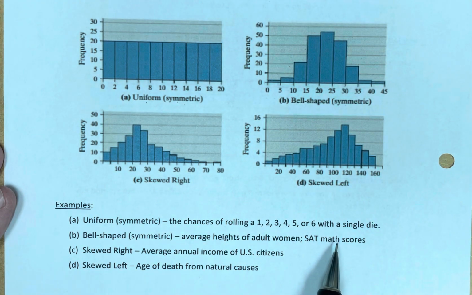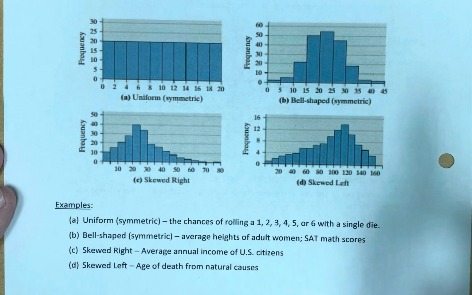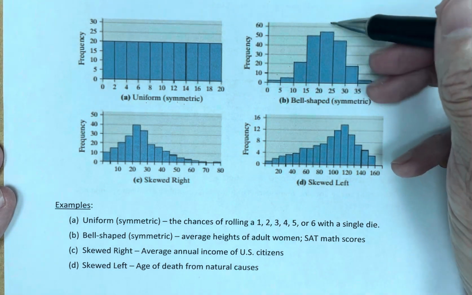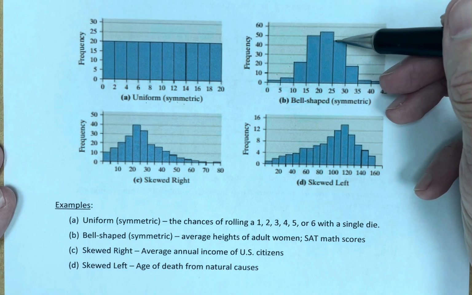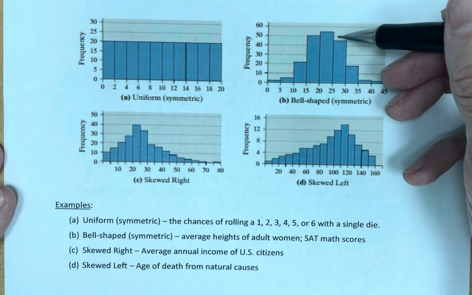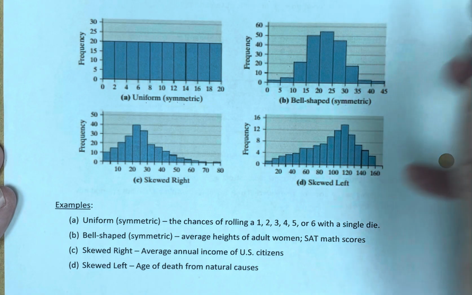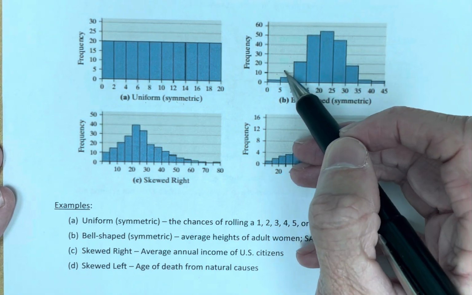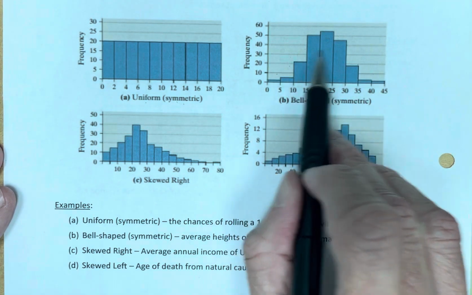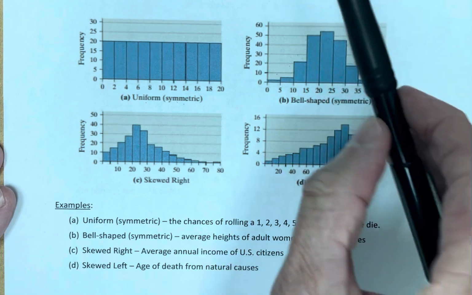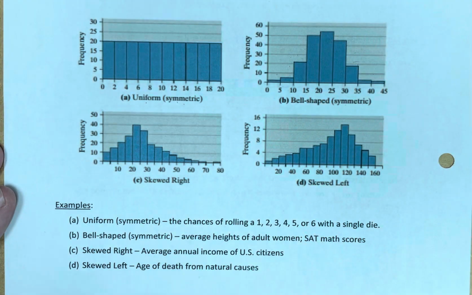Another thing you may be familiar with is SAT scores. Most people are in the middle, and then as you go to higher scores, you get fewer and fewer students, and as you go to lower scores, you get fewer and fewer students, and they tend to match over a line of symmetry.